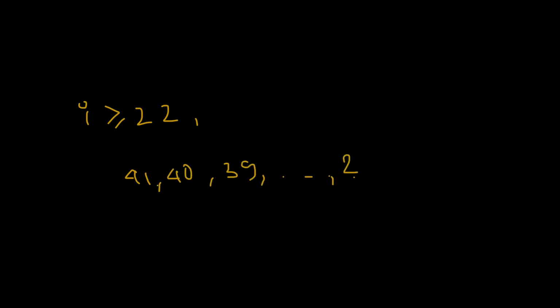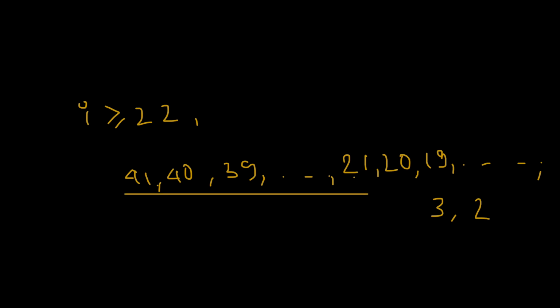For any I that is greater than or equal to 22, there will be at least one number that doesn't divide A of I. Let's say here I equal to 40. So the numbers are 41, 40, 39, and so on. Let's say 21, 20, 19, and still so on, 3, 2. Now, if you take the first few numbers and take their LCM, that will of course be greater than 10 to the power 9. So what does this mean? This means that all the numbers cannot simultaneously divide a of I. There will be at least one number, it can be 39 or anything, that doesn't divide a of I. So our loop will break at that very moment.